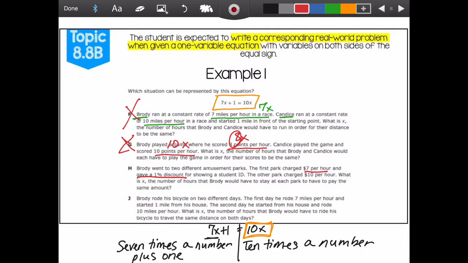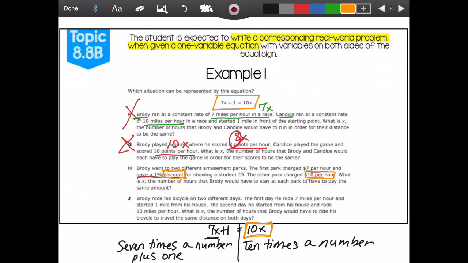Okay. Well, if I'm thinking about discount, to me that might mean something's being taken away, right? Because when you buy something at a discount, it's less than the original price. But we have addition on this left side. So let's just keep reading just in case. The other park charged $10 per hour. Okay, so that could be good.